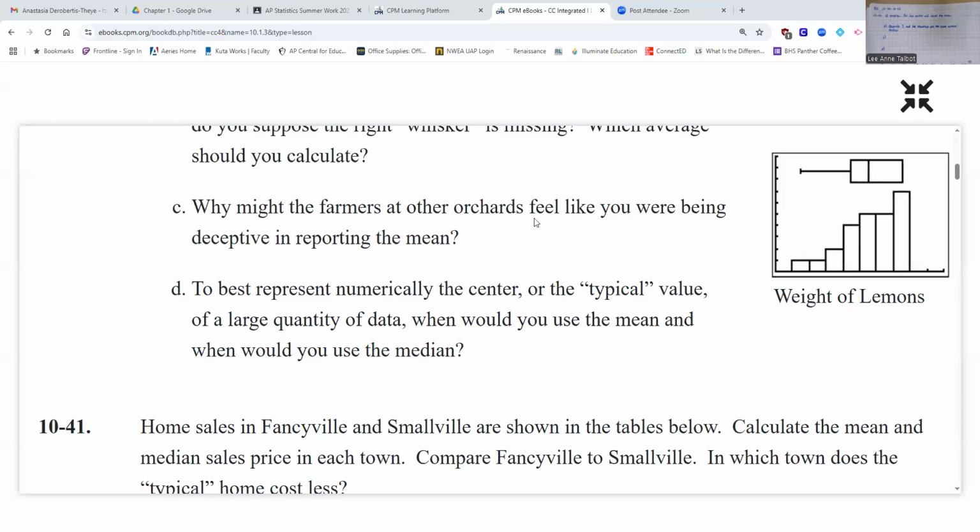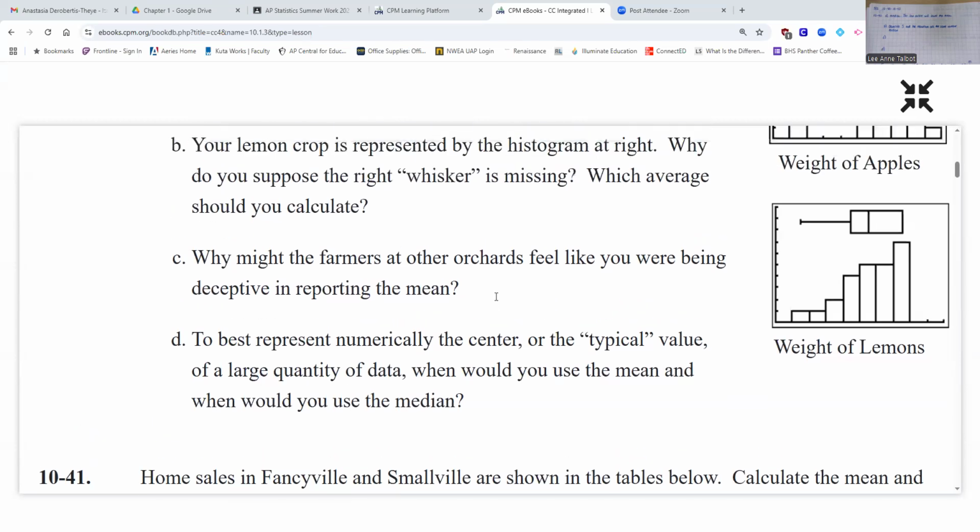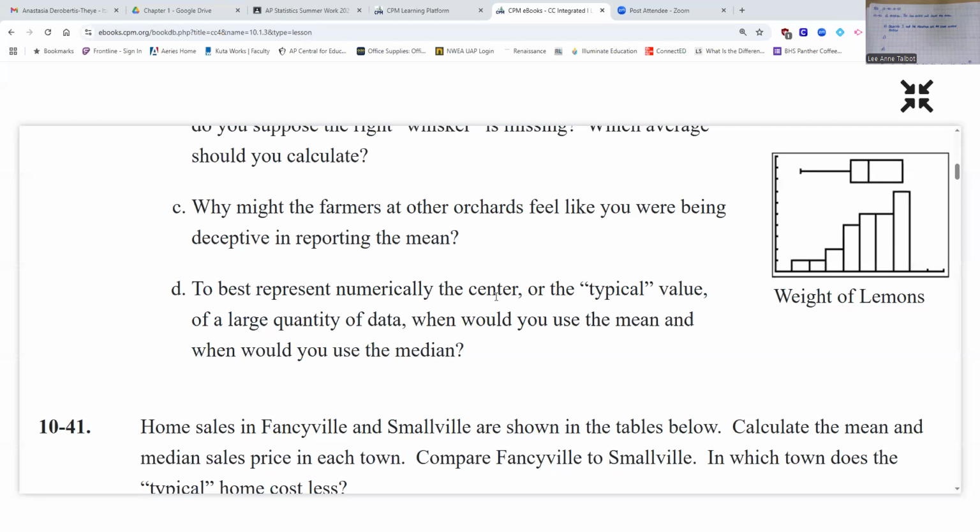Why might the farmers at other orchards feel like you were being deceptive in reporting the mean? I think it's because you wouldn't be counting the outliers. If you're using the median, the outliers go away. So the mean includes the outliers, I think.